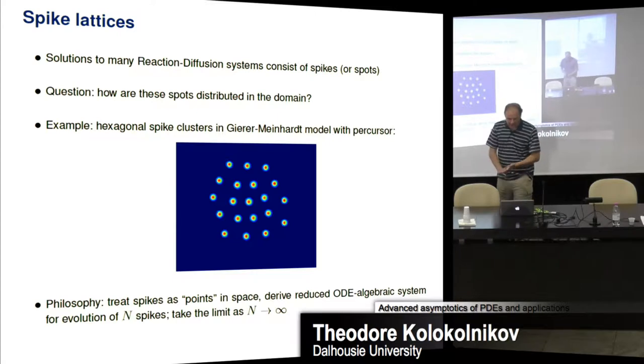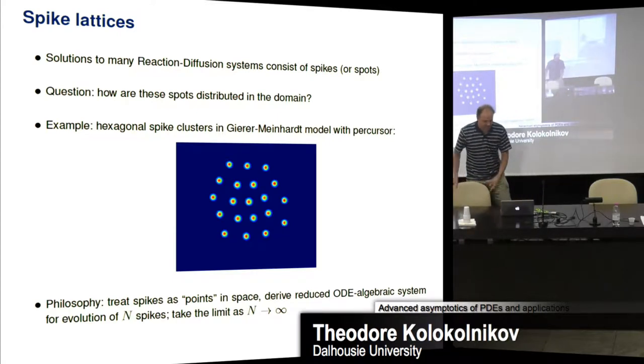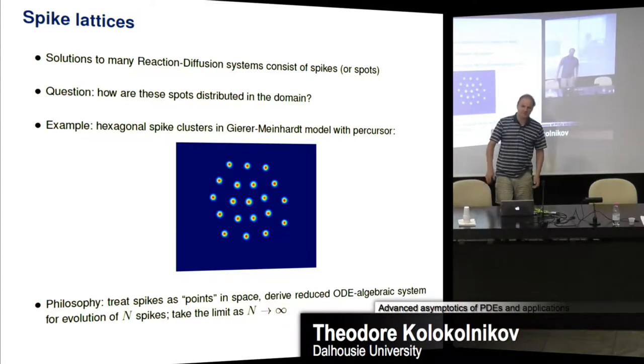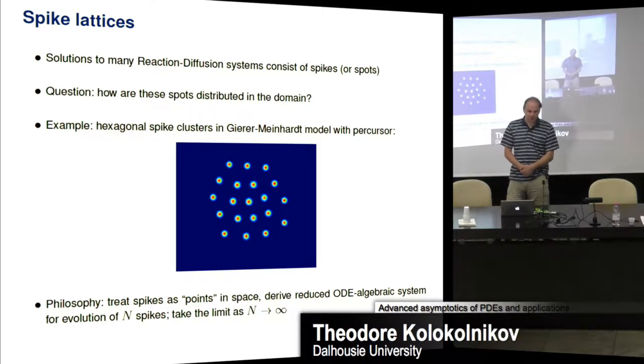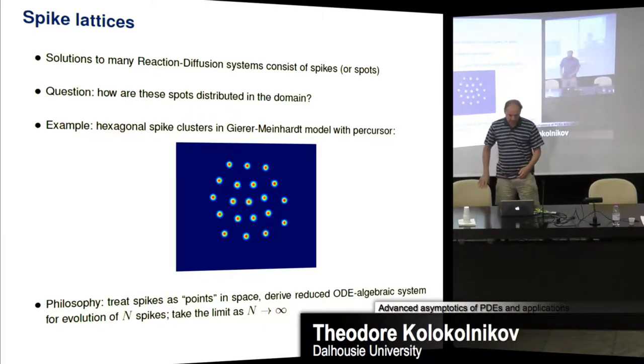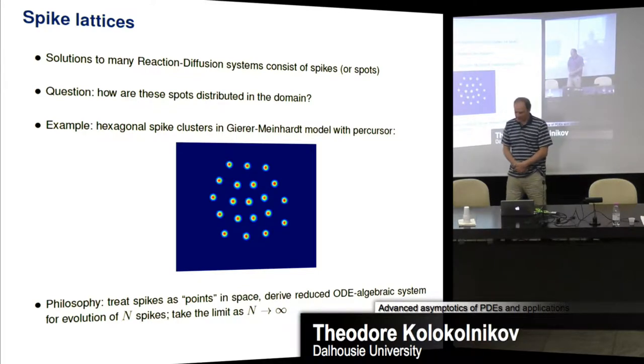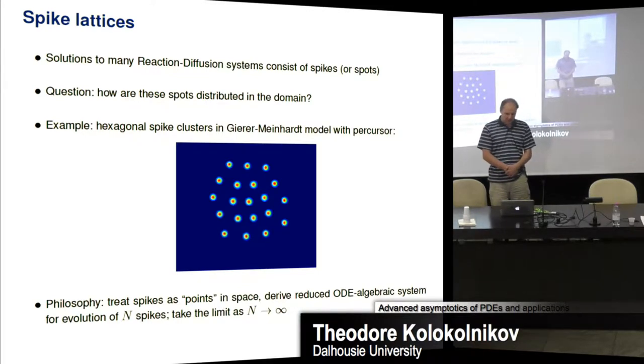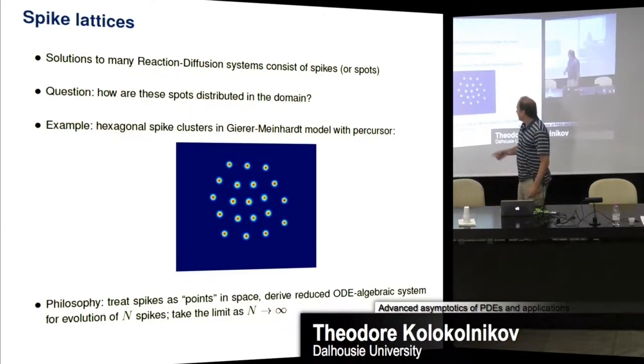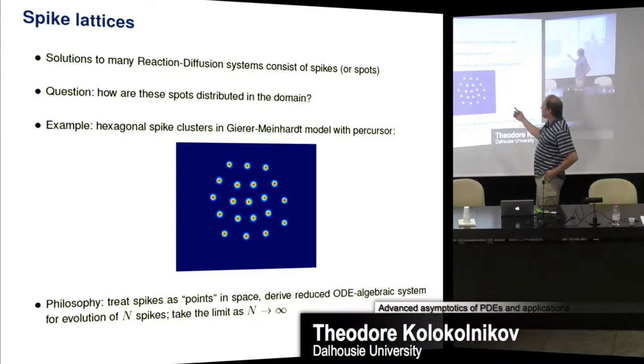Okay. So I'm going to talk about spikes in various reaction diffusion systems. And the question that I'm interested in is mainly how the spikes are distributed in a domain. So this is an example of a spike cluster in the Gierer-Meinhardt system.